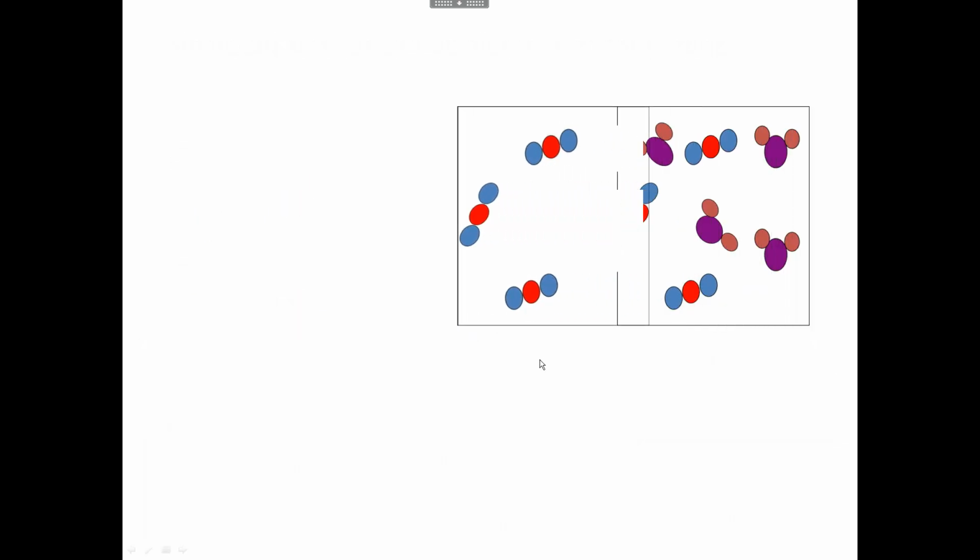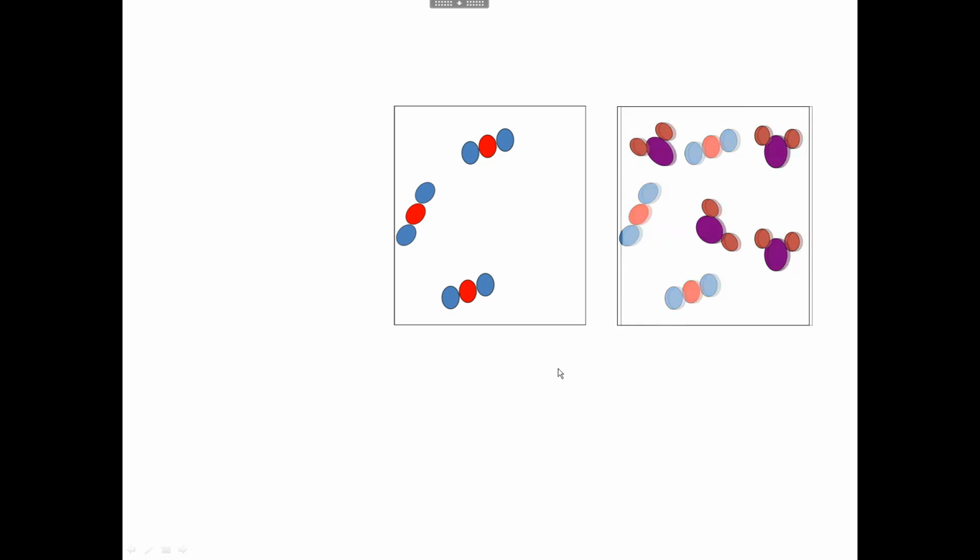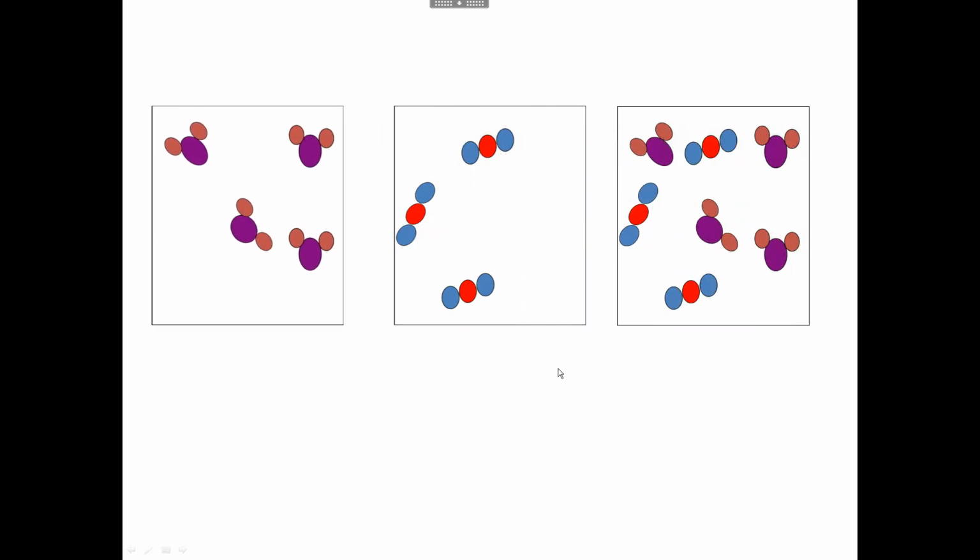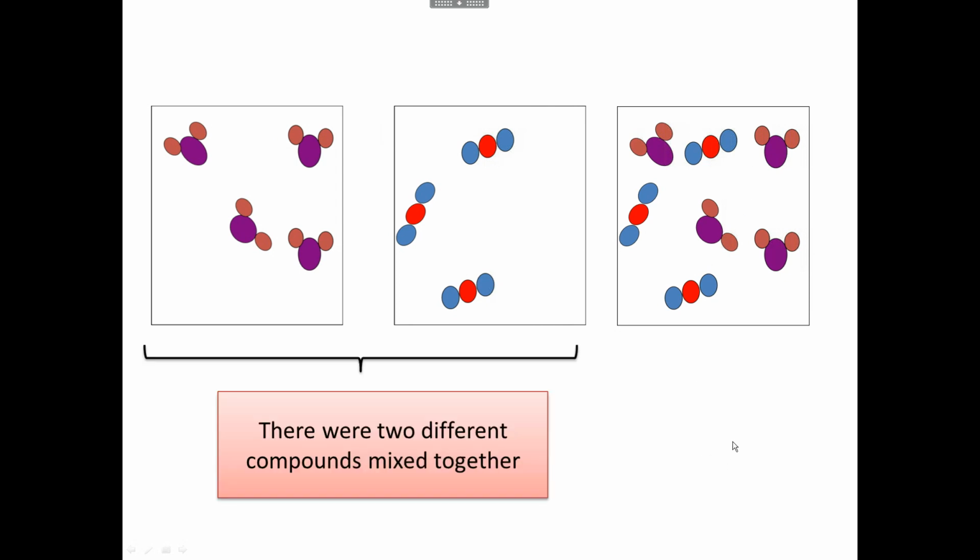Let's have a look at another example. If we separate out these chemicals, that implies that the one on the right is a mixture. What about the others? They are both compounds, more than one type of atom bonded together. So we could describe this box as a mixture of two compounds.